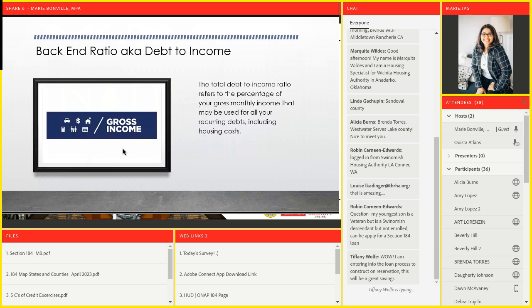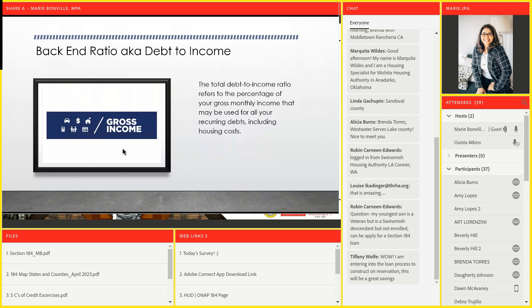The back end ratio, also known as debt to income. This is a relationship: how much debt do you have divided by how much income you make. And it only includes the debt that occurs in your credit report. I know sometimes people say, what about my cell phone bill? It's just the things that recur each month on your credit report, including those housing costs.